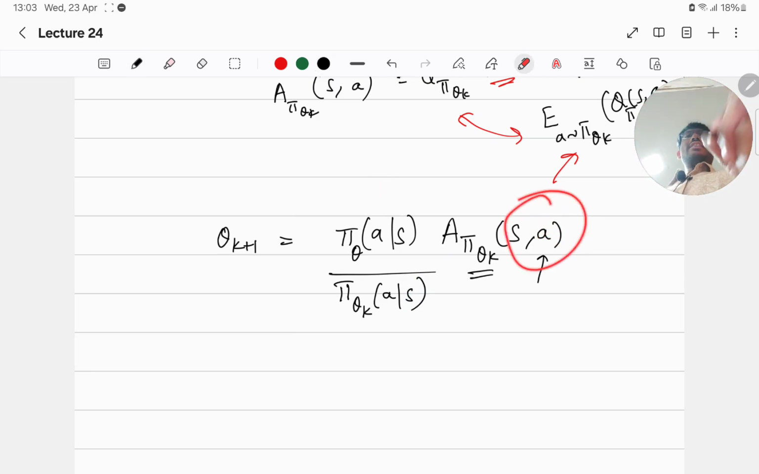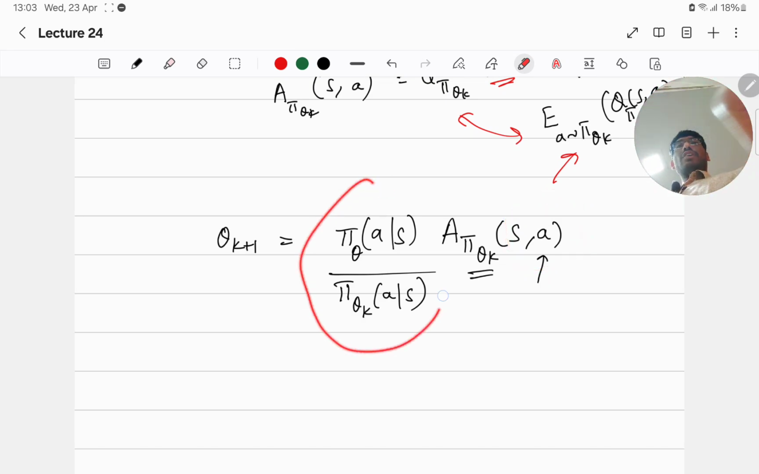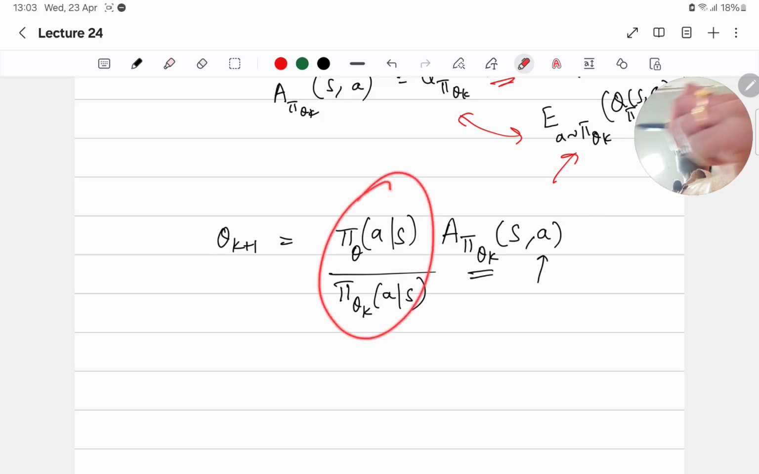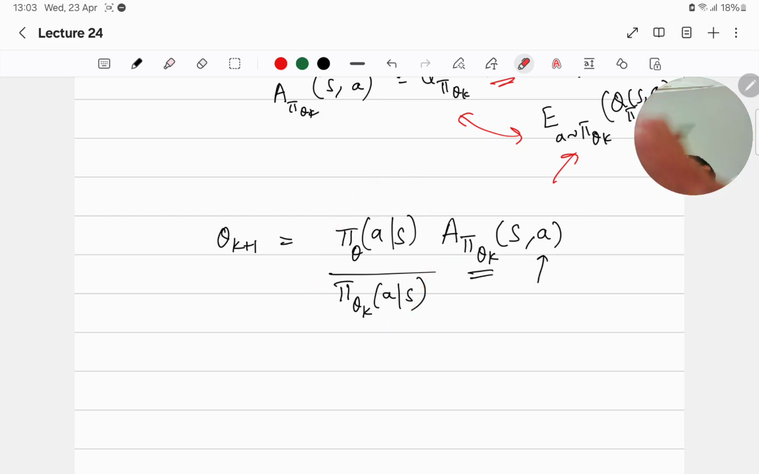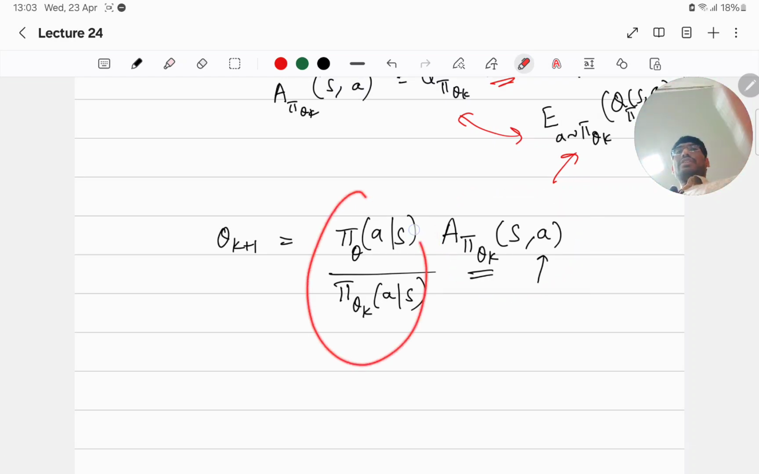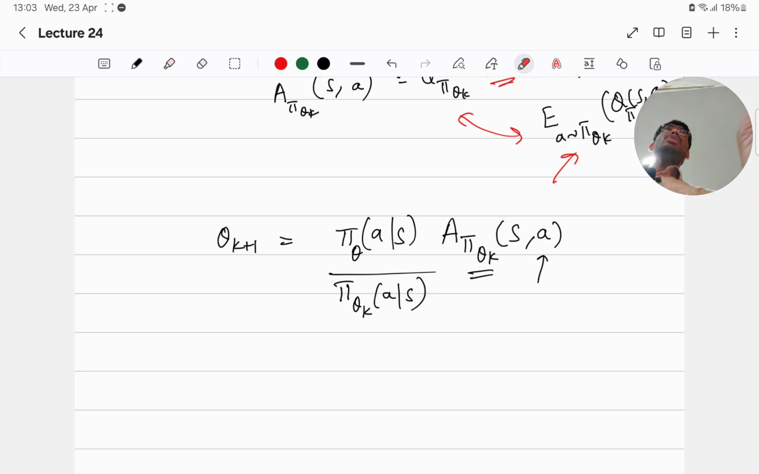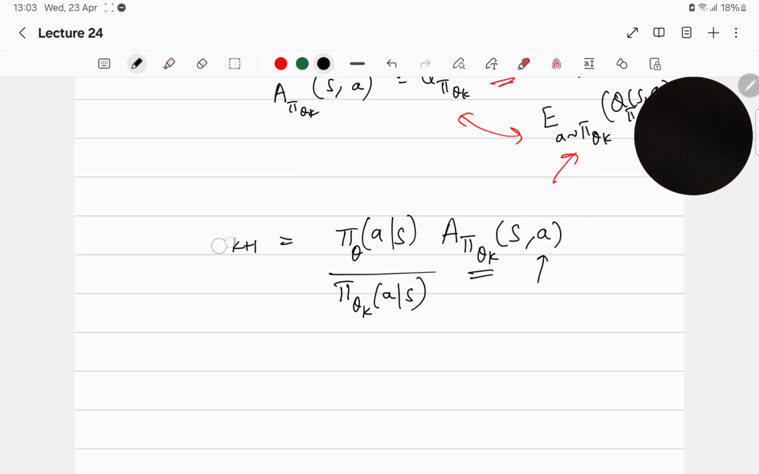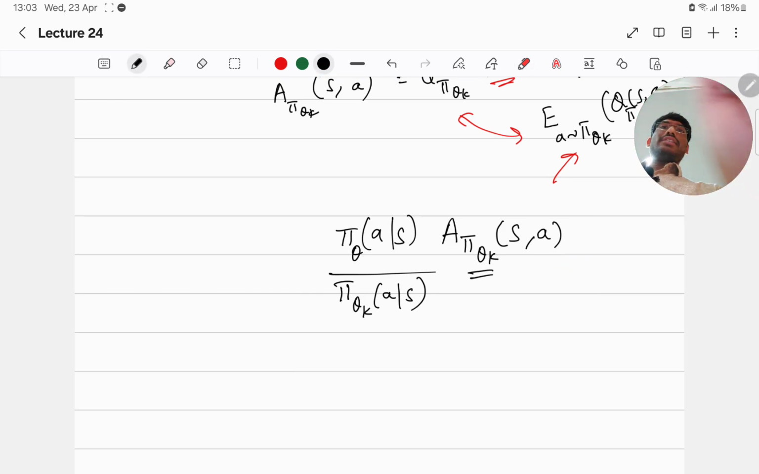If it's a good action, that means the advantage is positive, then what do you want this ratio to be? High or low? If advantage is positive, you want this ratio to be high. If advantage is negative, then what do you want this ratio to be? You want this ratio to be less, right? So how can I write that as an objective? Can I write it like this?